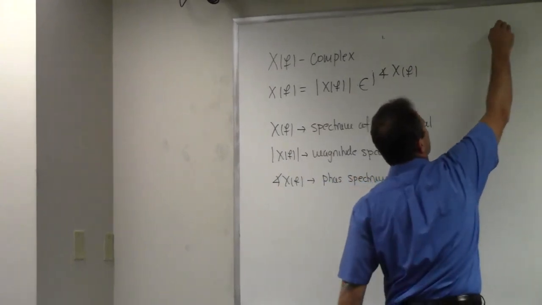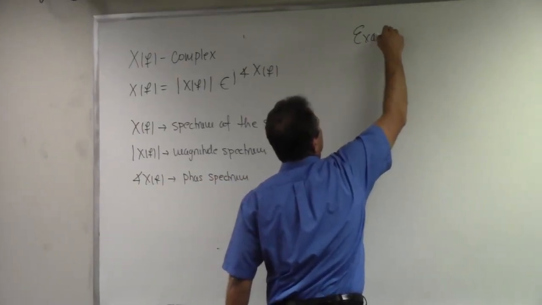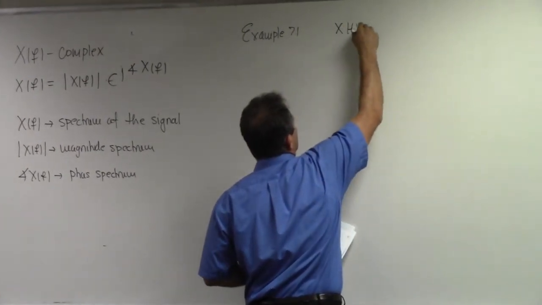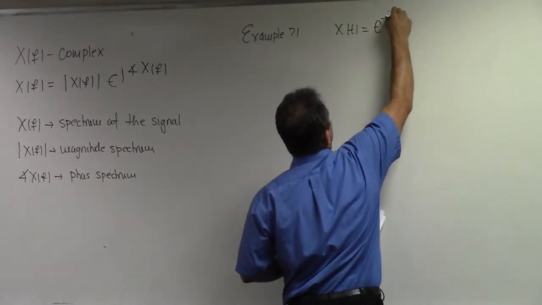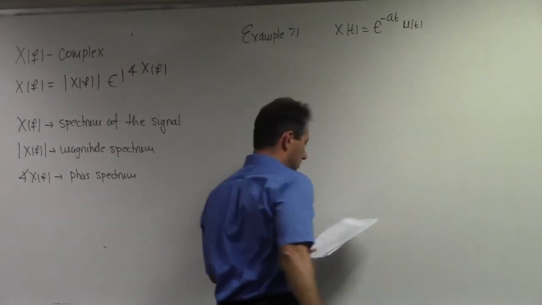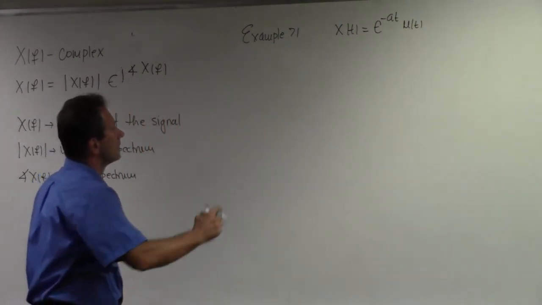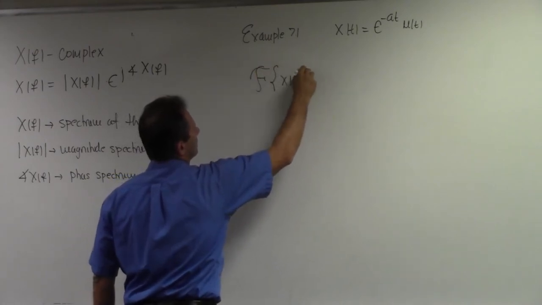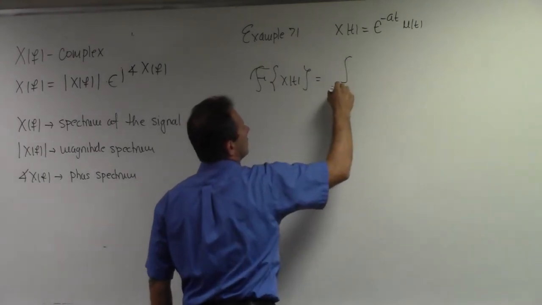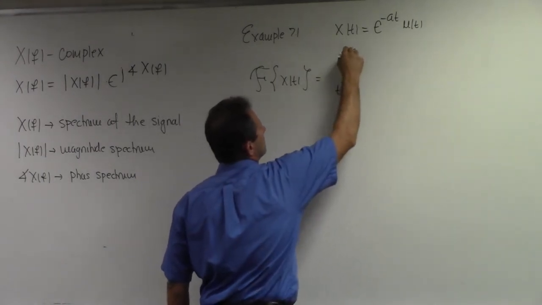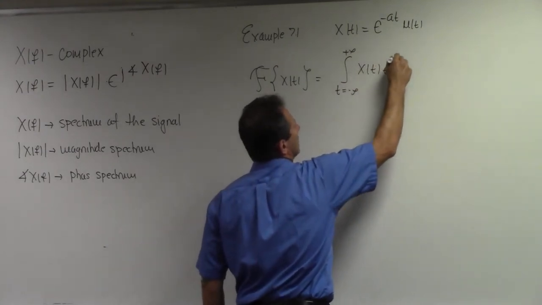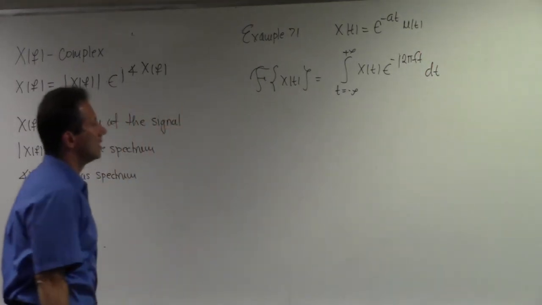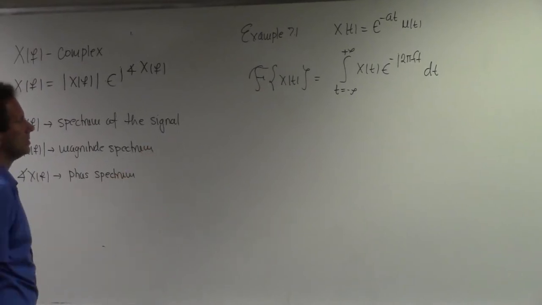This is the same as example 7.1. It says consider a signal, x of t, which is given as e to the minus a t u of t, and it says determine its Fourier transform. We use this notation, F of x of t, for the Fourier transform, and what it means is the integral when t goes from minus infinity to plus infinity, x of t e to the minus j 2 pi f t dt. This is the formula that we just had.